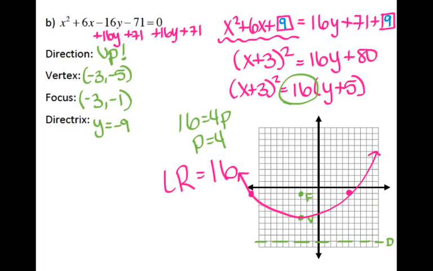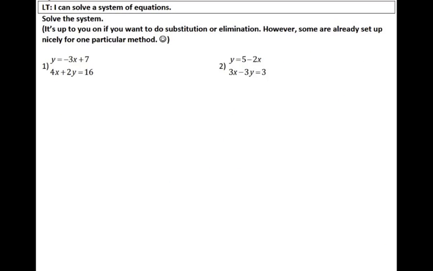So that is all of the material for your first learning target for 4.2. Your second learning target was to solve systems of equations. So we have 2 methods for solving systems. You can solve it by substitution or elimination. I just said to solve the system, but I also noted that some are already set up nicely for a particular method. So if you look at 1 and 2, both of them are already set up for substitution because you already have y by itself.